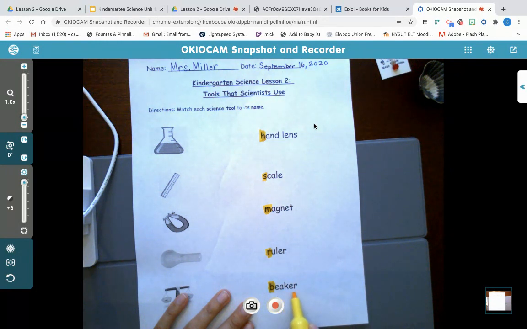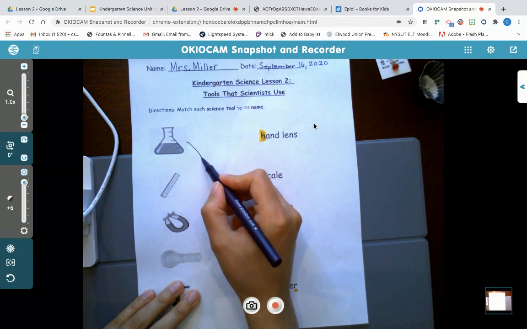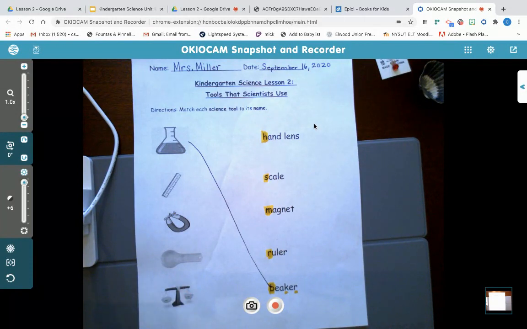Let's see if there are other sounds in this word that sound like beaker. Beak-er. Beaker! We found it! So now, I'm going to take my marker here and I'm going to draw a line from the picture of the beaker to the word beaker. Would you do that too?